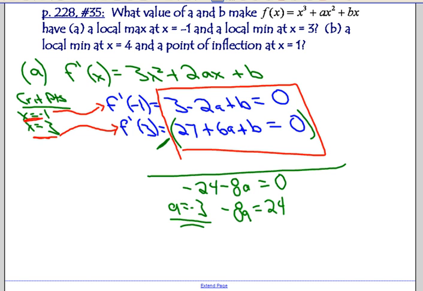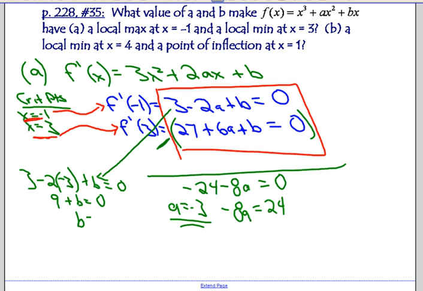Now that I know a, it's not difficult to go back and get b. I think I'll get b from the first equation. So I'll write 3 minus 2 times, I just figured out a was -3, plus b equals 0. So I've got 3 plus 6 is 9 plus b equals 0. So it looks like b equals -9. Now we haven't had any choice in the matter. So these points need to work. A has to be -3 and b has to be -9. It's not like we have any other options.